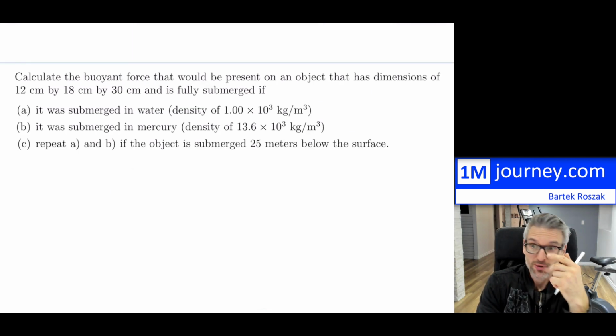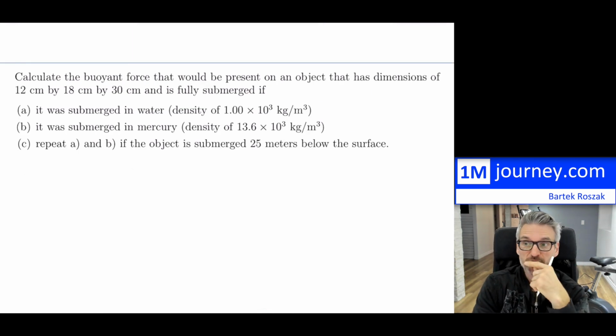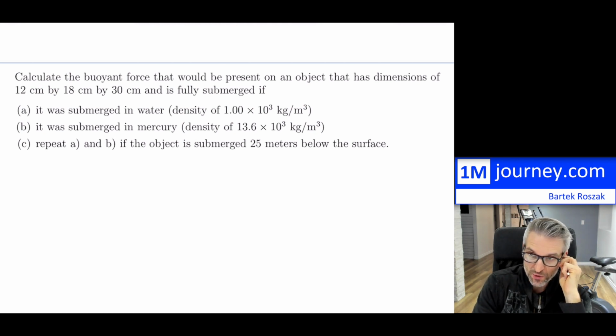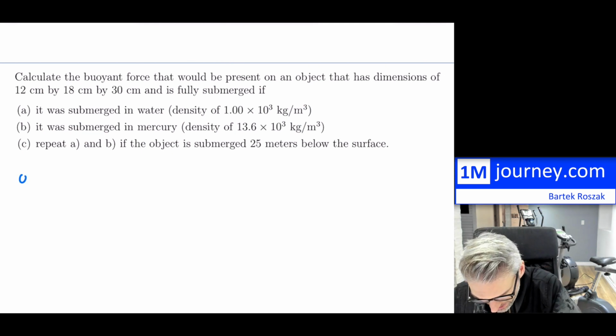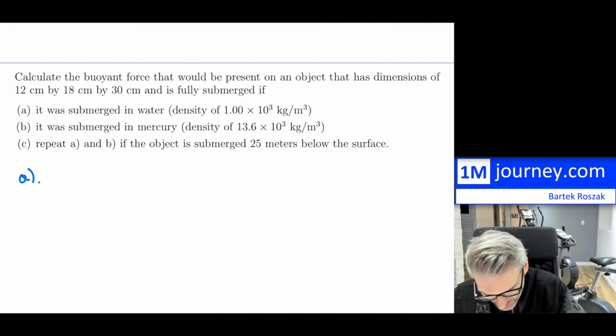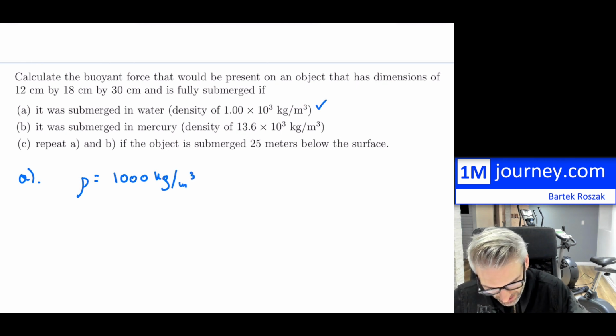Here's example number 2 for this particular video. It says calculate the buoyant force that would be present on an object that has dimensions of 12 by 18 by 30 centimeters, and it is fully submerged. It gives us all of these different densities. Let's start with A. Here's water first, which has a density of 1,000 kilograms per meter cubed. That's this one right here.